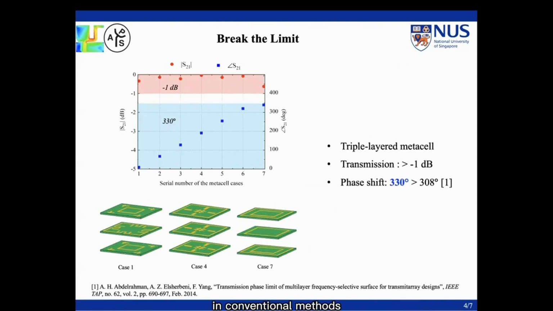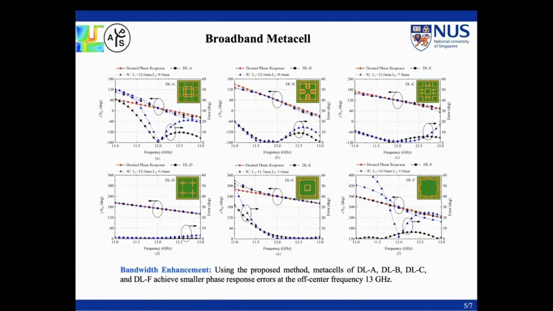In conventional methods, the -1 dB phase shift range of a triple-layer metacell is derived at 308 degrees. In this work, the phase shift range is improved to 330 degrees. Moreover, in the DL-enabled metacell, the transmission responses at off-center frequencies can be taken into consideration. This figure shows the comparison between the DL-enabled metacells and the conventional Jerusalem cross metacells. The DL-enabled metacells achieve smaller phase errors at off-center frequencies.